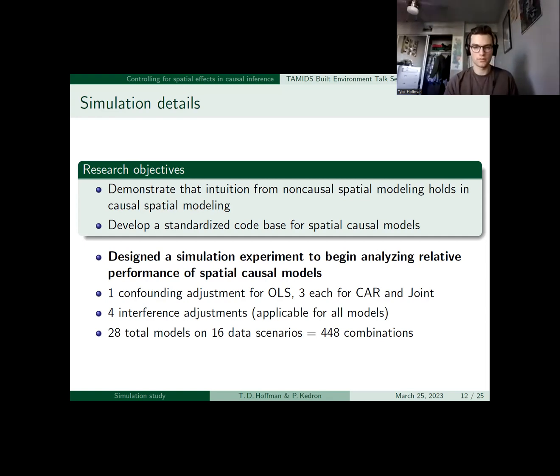OLS cannot account for spatial confounding. There is no confounding adjustment present in it. So the one confounding adjustment, so called here, is no confounding adjustment in the model. And for CAR and joint models, we add the 3 confounding adjustments, which are the ones where confounding is present. CAR and the joint models must model spatial confounding. We also applied 4 different interference adjustments, because those were applicable for all models, and these were the 4 weights matrices that I described earlier. So all told, this gives 28 total models, and we ran those on 16 different data scenarios each, for a total of 448 combinations in this big model and data matrix.